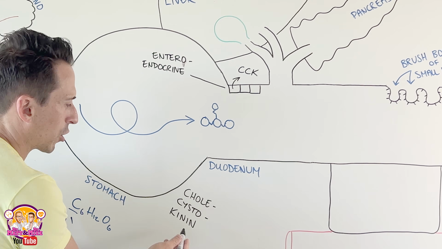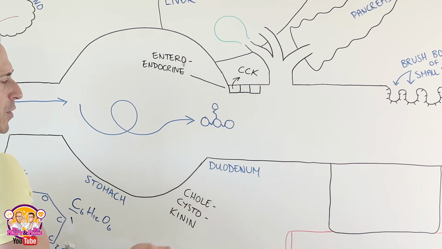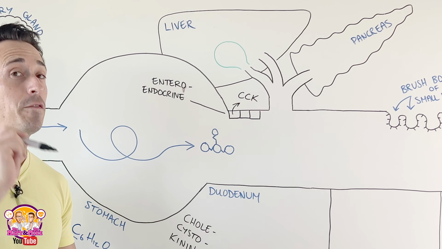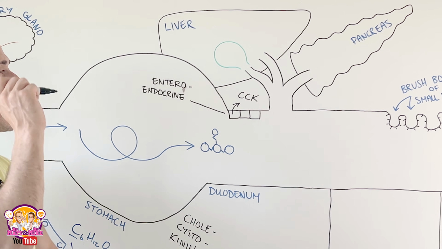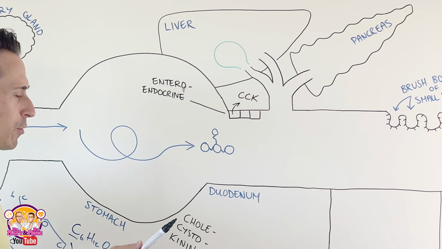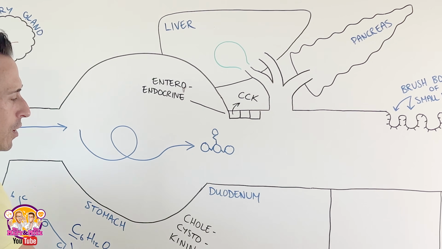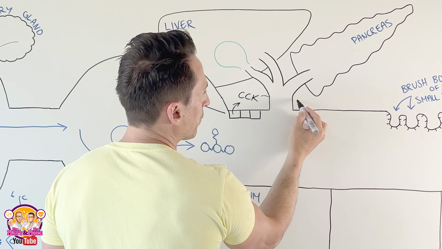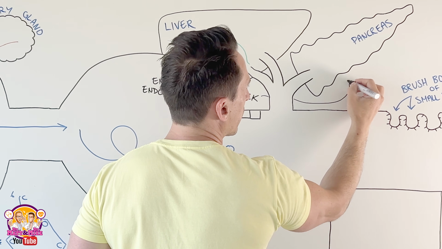Cholecysto means gallbladder, kinin means contract. This chemical tells the gallbladder to contract. Now, this is not an important function of CCK in the context of carbohydrate digestion. But that's okay, we'll talk about it in the fat digestion video. But what CCK can do is it can travel to the pancreas.